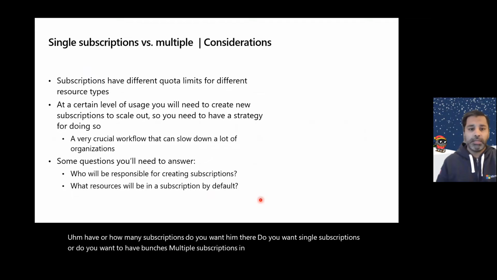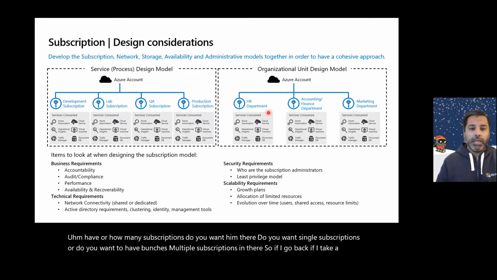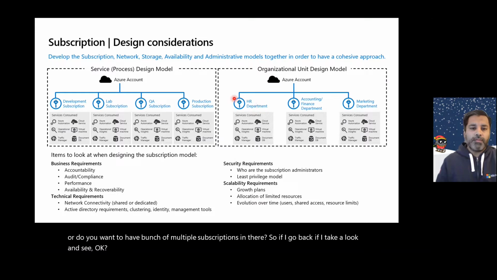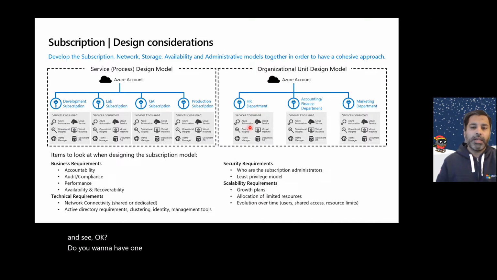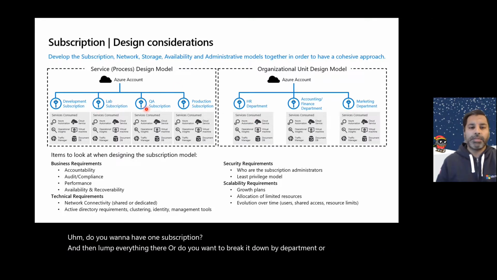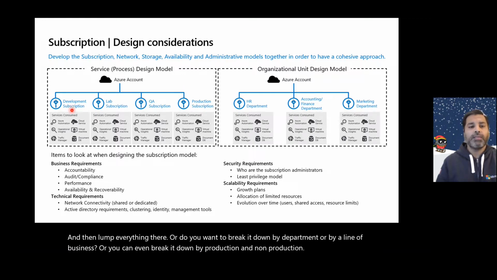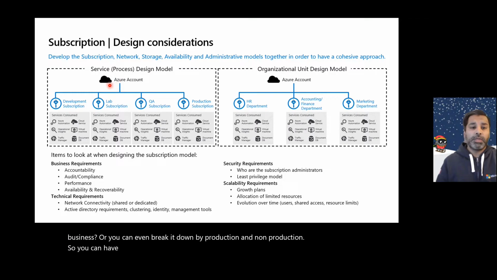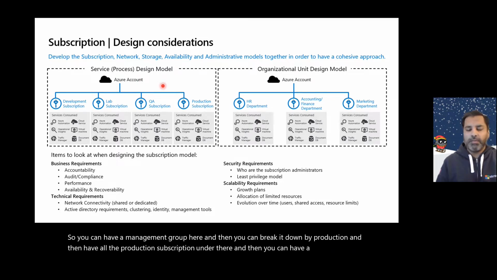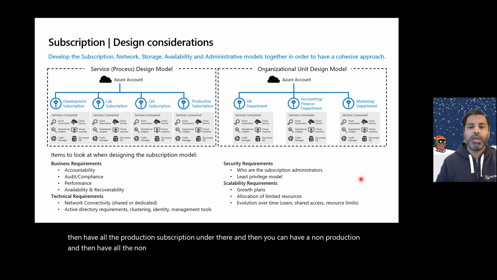So if I take a look, do you want to have one subscription and then lump everything there? Or do you want to break it down by department or by line of business? Or you can even break it down by production and non-production. So you can have a management group here, and then break it down by production and have all the production subscriptions under that. And then you can have a non-production group and have all the non-production subscriptions there. So it really depends on how you want to do it.